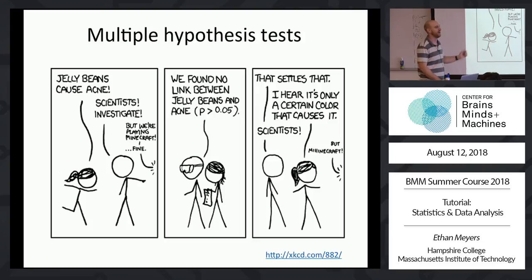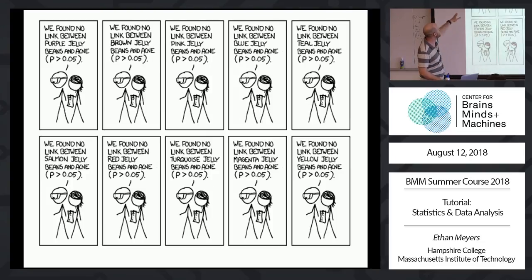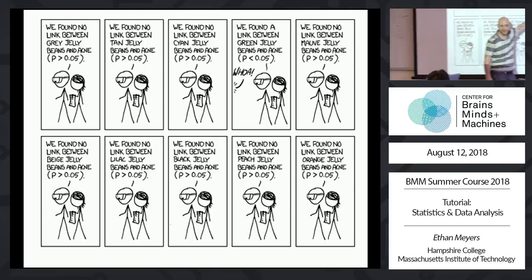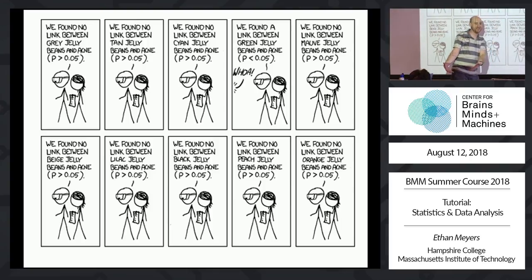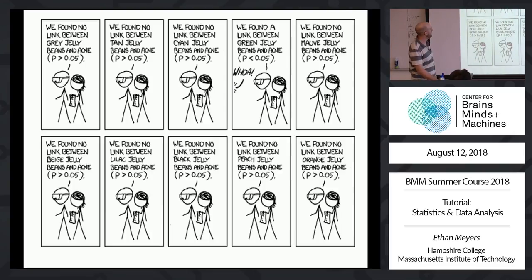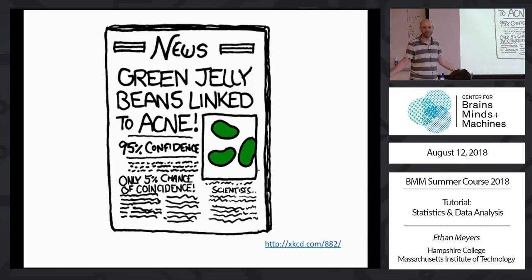causes acne. So what they do is they test a bunch of colors. They test purple and brown and pink, blue. And then they keep testing tan, cyan. And then green, it's less than 0.05, right? And so at the end of the day, they end up reporting that green jelly beans cause acne, right? So the problem is, 5% of the tests you do, you're going to falsely reject. But if you do many, many tests, you're going to hit one of them by chance, right?